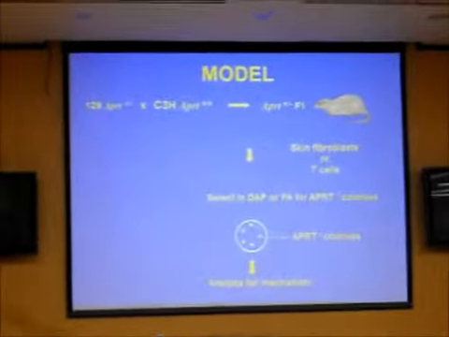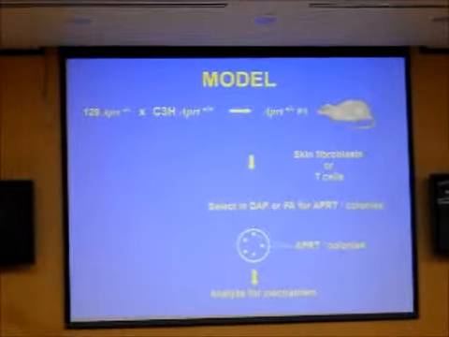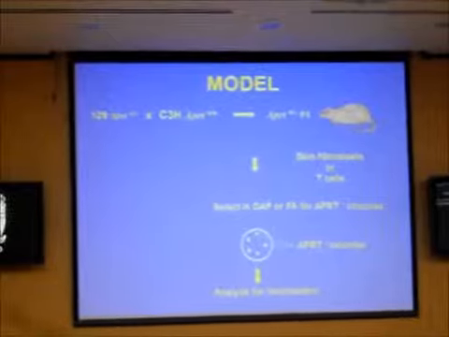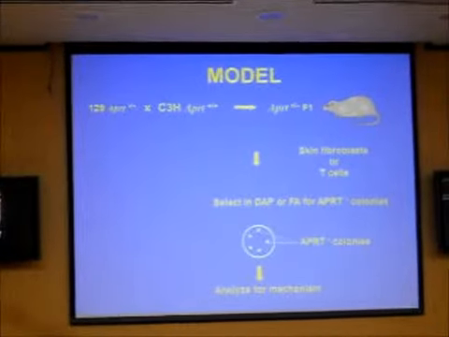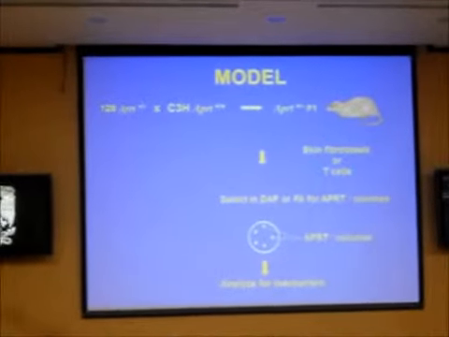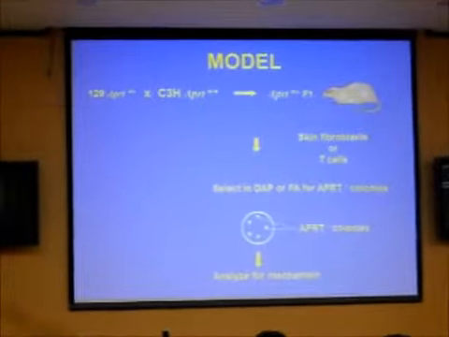Okay, so we take skin fibroblasts or T cells and put them into culture. And we use these two cells because those are the only two cells that, at that time, we were able to propagate enough to do the analysis. There wasn't any intellectual reason for doing it other than practical.